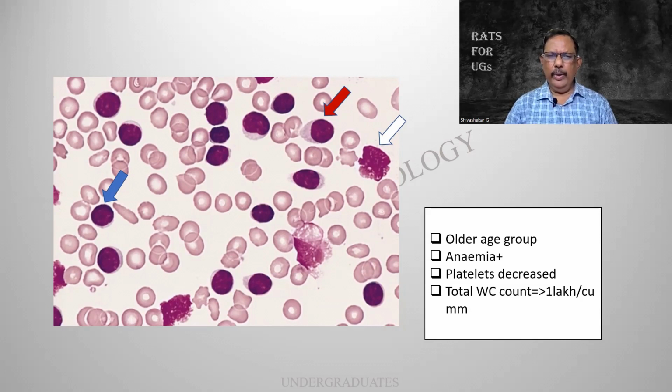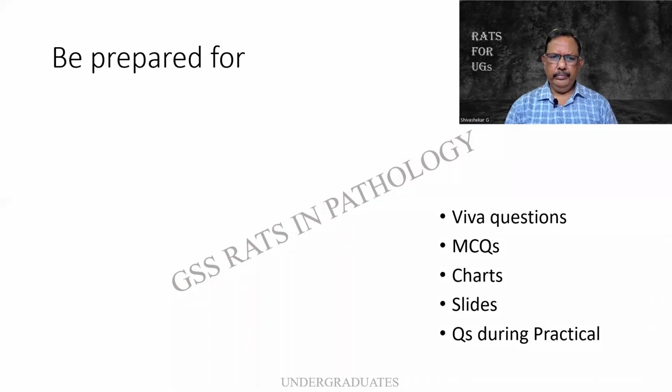In addition, always when you do a differential count in a peripheral smear, the examiner has got a right to ask you. So do not prevent or evade anything, and don't treat it as just 2 points alone. That will land us in trouble. So these are the things that you people should be prepared for.